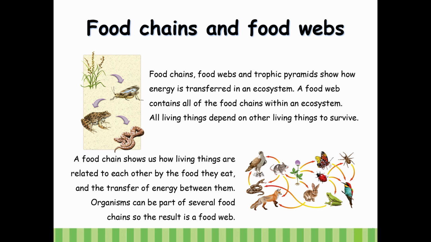Food chains and food webs. Food chains, food webs, and trophic pyramids show how energy is transferred in an ecosystem. A food web contains all of the food chains within an ecosystem. All living things depend on other living things to survive. A food chain shows us how living things are related to each other by the food they eat, and the transfer of energy between them. Organisms can be part of several food chains, so the result is a food web.